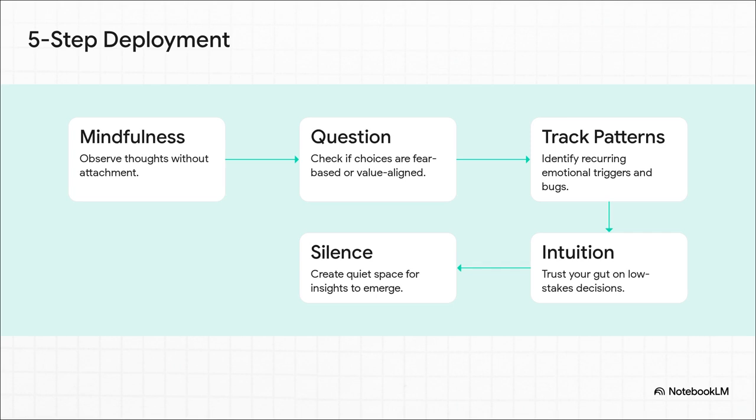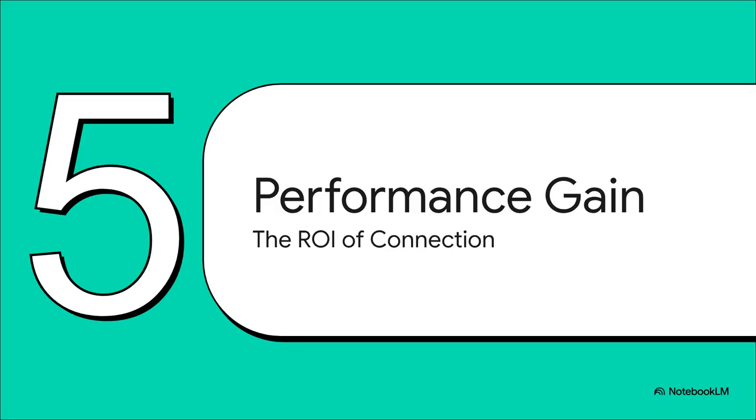4, engage with intuition. Think of this as A/B testing your gut. On small, low-stakes decisions, just go with that first instinct and see what happens. Gather some data on its reliability. And 5, seek feedback from silence. This is like scheduled downtime. You have to create quiet space for the system to defragment, to process, and for those really critical insights to finally emerge.